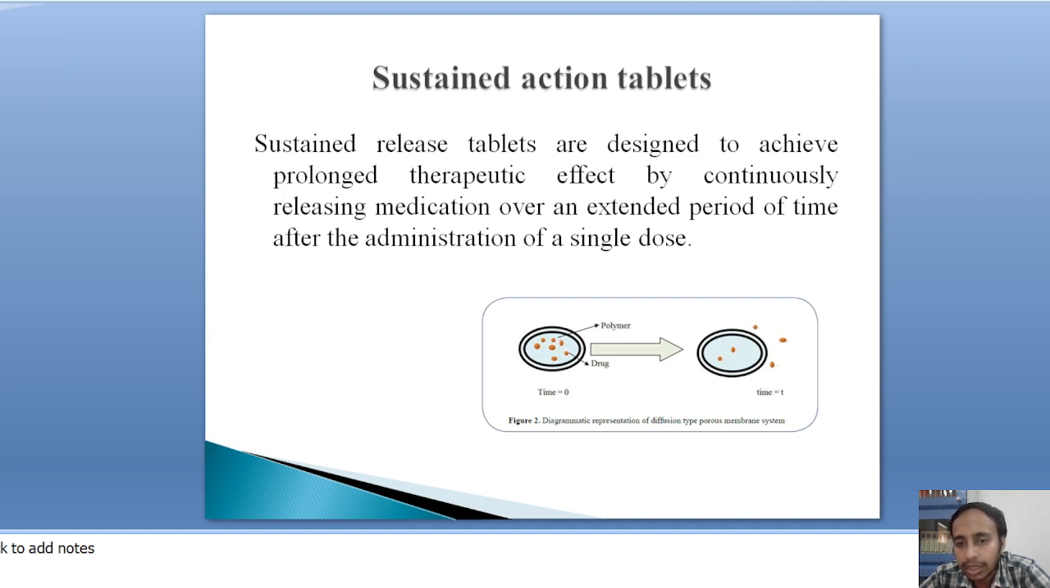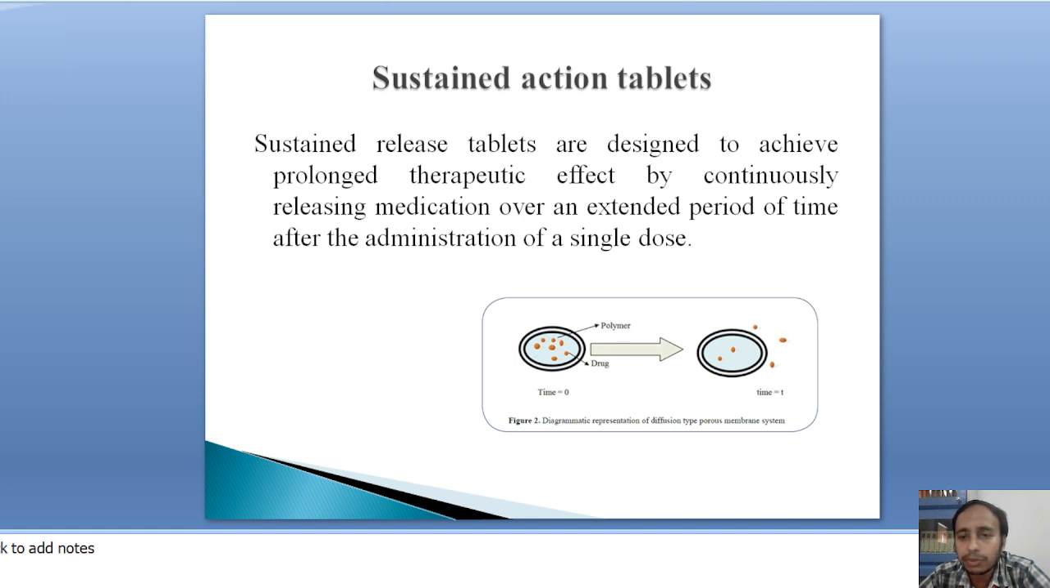Now on the next arrow side, the right hand side, you can see the particles are released from the barrier. So it is called a sustained release. That means from the coating area the polymer allows the release of the drug slowly. That's why 2 particles still remain inside the barrier and 3 are outside the barrier. That means in a time duration, a few particles are outside the tablet and a few API particles are present inside the tablet. So sustained release tablets are designed to achieve a prolonged therapeutic effect by continuously releasing the medicament over an extended period of time after the administration of a single dose.